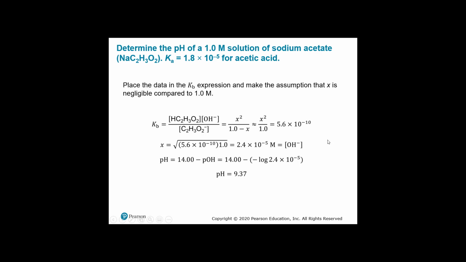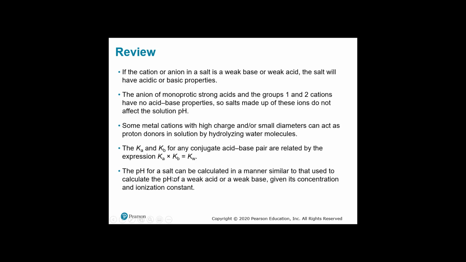That will give us our pH. So remember, when you're dealing with bases, you're dealing with pOH, not pH. And that will give us the pH of 9.37. So again, when you're dealing with the base, you're getting the hydroxide concentration. So if you're using it this way with the hydroxide, then you need to remember that this is a pOH, and you subtract it from 14 and it'll give you the pH.